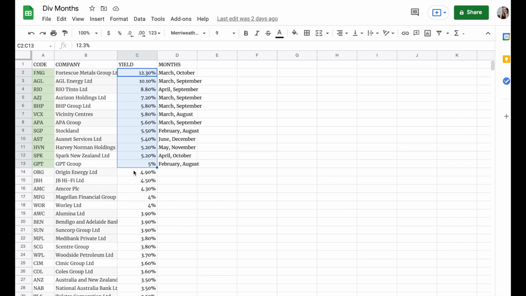There's a lot that are pretty close. Origin Energy is 4.9, and it probably will go up. But I put the months, and as you can see, a lot of them pay in March and September. They're very popular months for companies in Australia to pay out their dividends, but you can get a pretty broad range. I think January is the only one that's not shown out of these 12 companies.